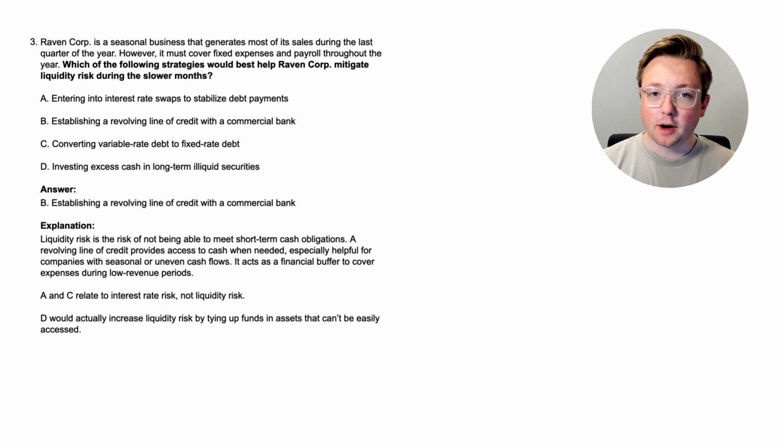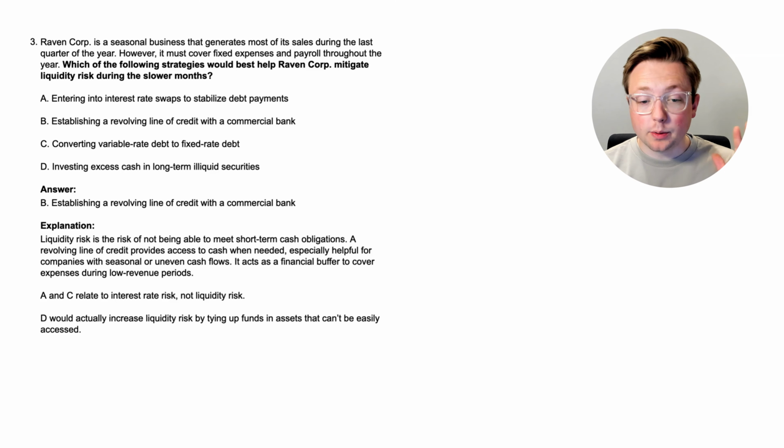All right, here we are at the answer: B, establishing a revolving line of credit with a commercial bank. This is one of the ways that you can mitigate liquidity risk. Liquidity risk is the risk of not being able to meet short-term cash obligations. Remember, something being liquid, such as cash or maybe even accounts receivable sometimes, means that you can get money quickly to be able to pay off your debts quickly, like your current debts. If you don't have good liquidity, then you don't have enough money to pay off your current debts. But if you do have good liquidity, then you have enough money to pay off your current debts, the debts that are coming up in the next month or so. So again, liquidity risk is the risk of not being able to meet short-term cash obligations.